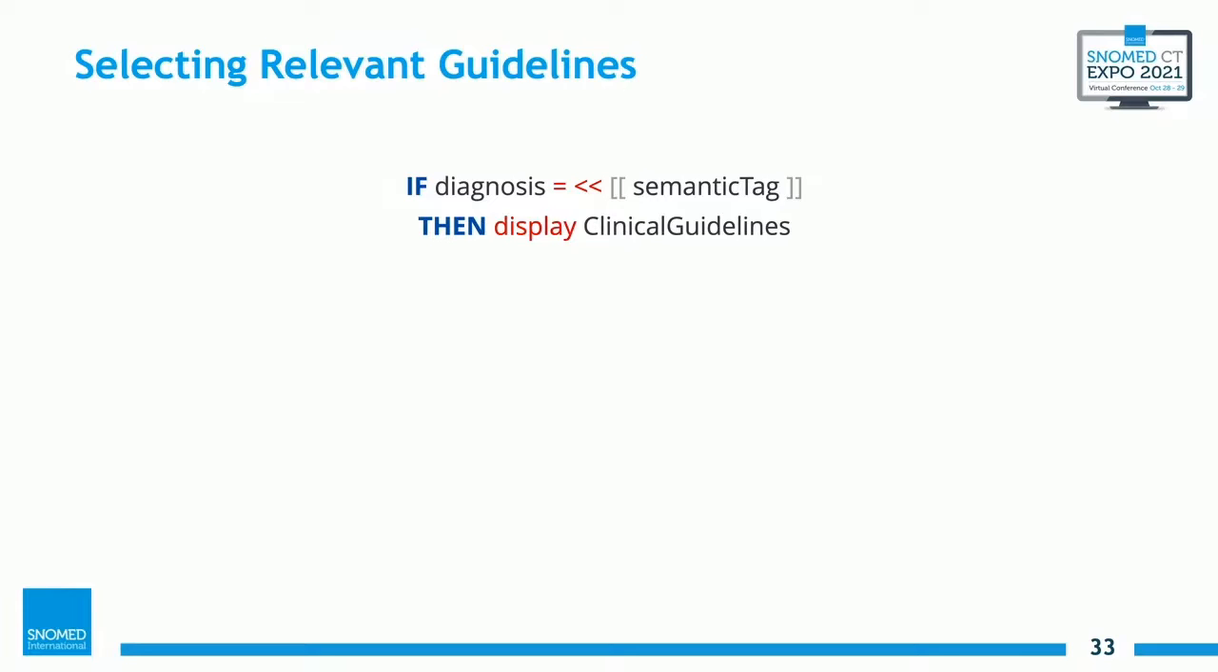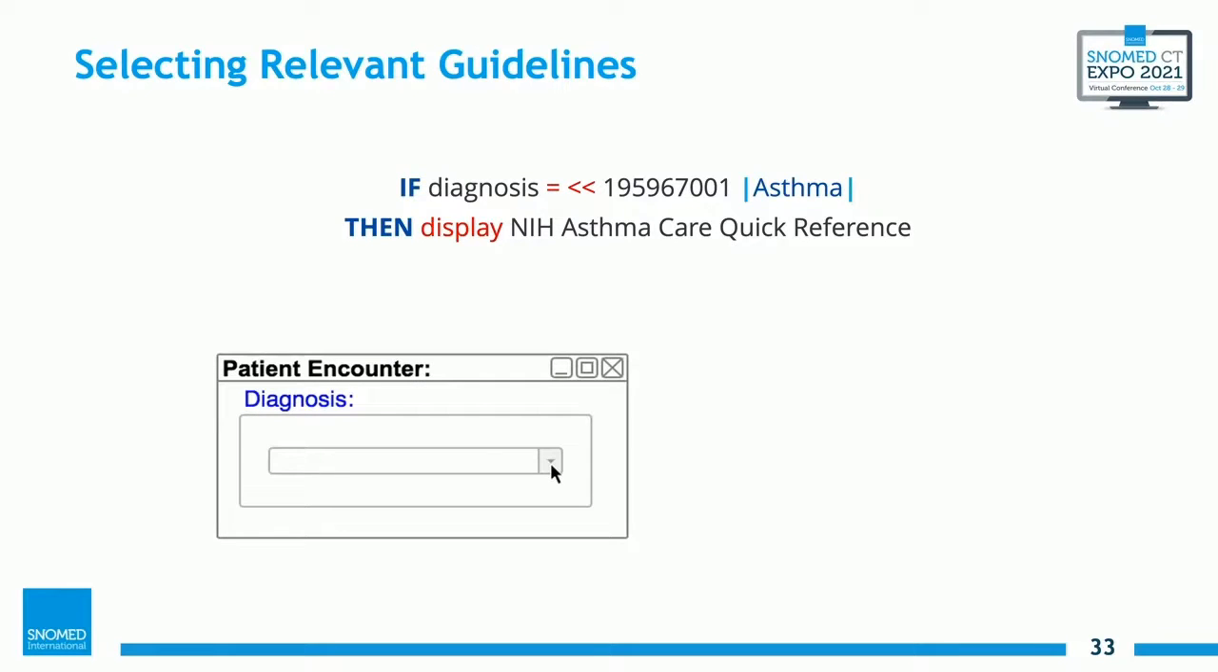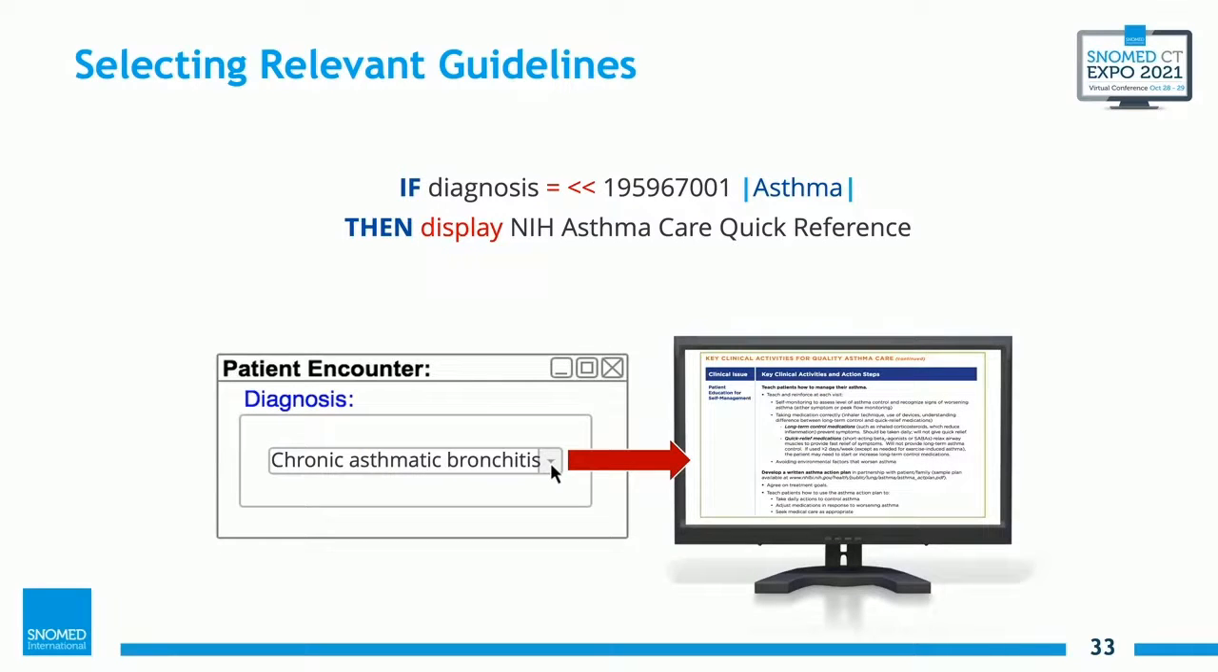For example, this template could be used on a clinical guideline that has the semantic tag for asthma, generating the following CDS rule. If a clinician selects a diagnosis of chronic asthma bronchitis, the asthma management guideline could be displayed on the screen because chronic asthma bronchitis is a subtype of asthma. This approach enables contextually relevant clinical knowledge to be presented to the user based on the specific codes recorded in the patient's health record.